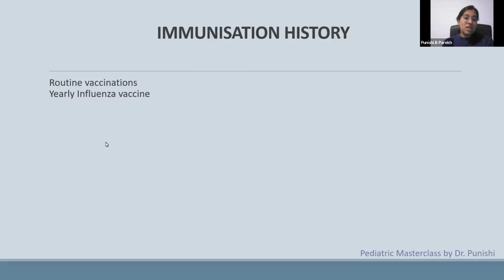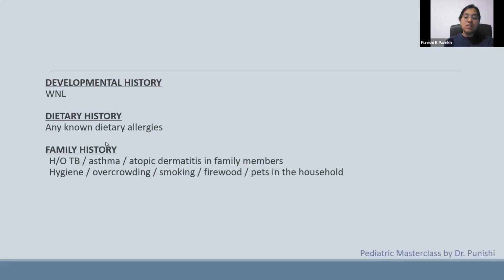Immunization history: whether the child has received routine immunizations, and importantly, whether yearly influenza vaccines have been administered or not. Developmental history most likely will be within normal limits. I'm not going into those details because development history has to be taken under all 4 headings: gross motor, fine motor, social, and language milestones. But if everything else is okay and if this is an acute history, then most likely the development history will be normal.